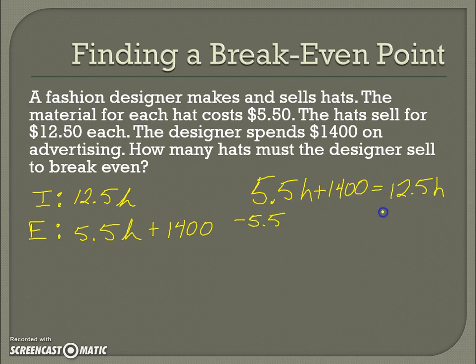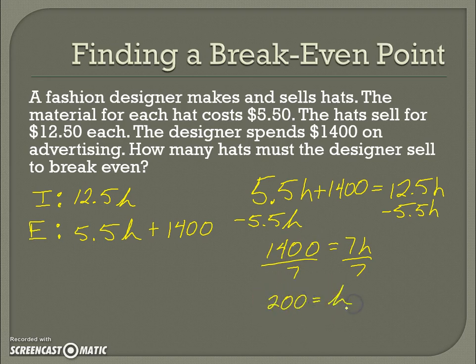So we'll subtract 5.5H from both sides. My apologies for writing that wrong first. So 1400 equals 7H, divide both sides by 7, and 14 divided by 7 is 2 plus the 2 zeros. So the number of hats that need to be sold is 200.